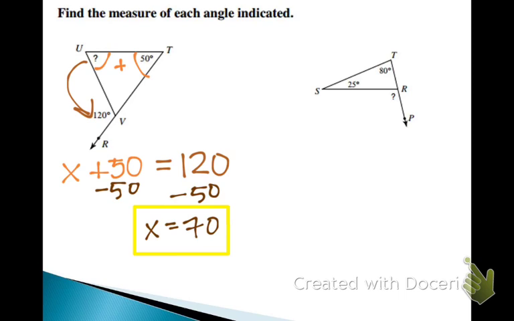This next one, I have 25 and 80. So these two angles are my interior, non-adjacent to the exterior. So they will add up and they will equal the exterior. So what's 25 plus 80? 105. And that's it.